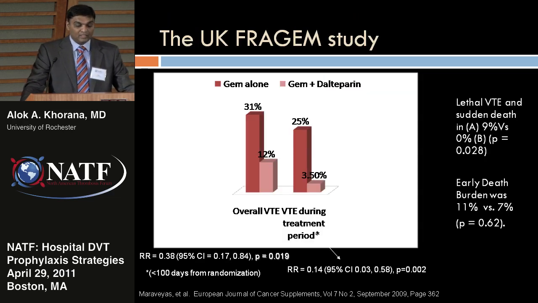The second large study, again focusing on pancreatic cancer, used dalteparin and again showed very high rates of VTE, 31% down to 12%. And there's some reduction in lethal events and sudden death as well. Both of these have only been presented in abstract form, and we are all eagerly awaiting the manuscript results for peer review.